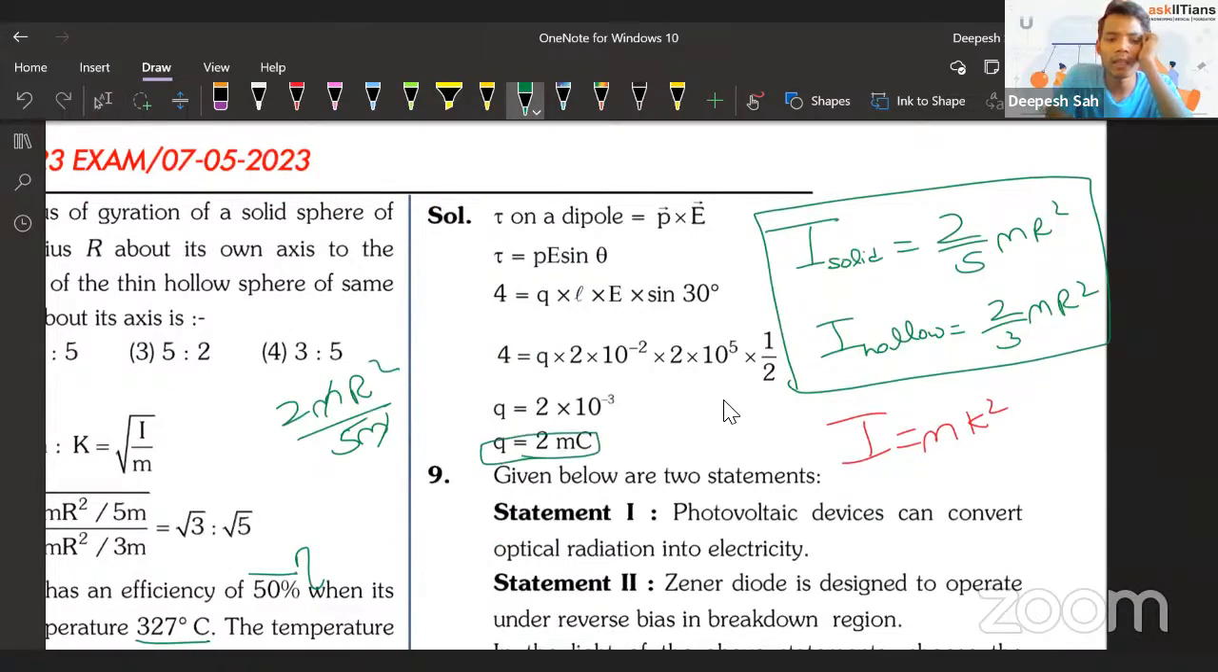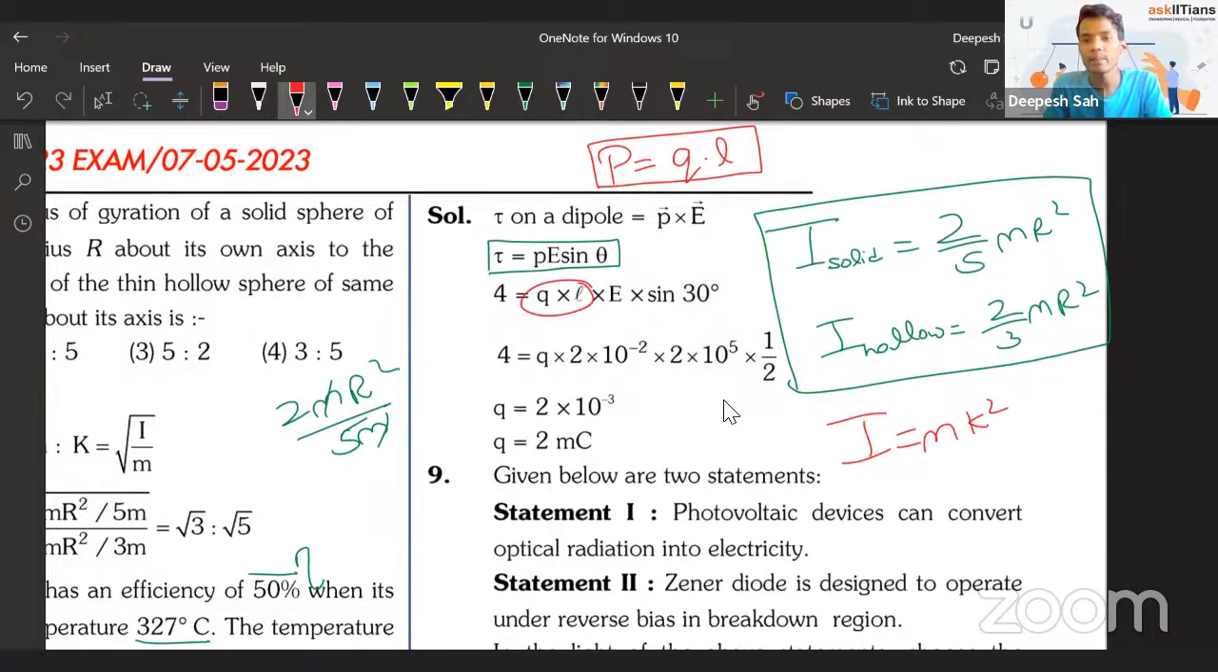So how will we do it? We can actually go for the reverse methodology. If you don't know it, no problem. But torque is equal to what? pE sine theta. Now the value of torque is given, the value of electric field is given, and the angle is given in the question. And we also know that the dipole moment is equal to charge times the separation between the two charges. Okay. So charge into separation, again separation is also given. We have the electric field, we have sine 30, we can easily get the answer.